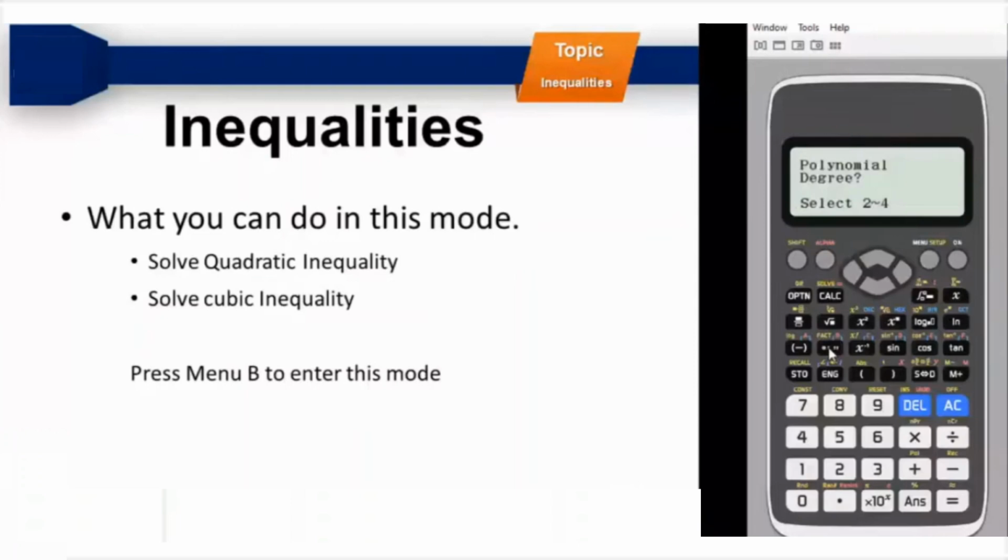The calculator will ask you what degree of inequality you wish to solve. Do you wish to solve a quadratic inequality or a cubic inequality or a quartic inequality? Let's say I have to solve a quadratic inequality, so I will press 2. As soon as I press 2, the calculator will give me 4 options. Whether I want the inequality with greater than 0, less than 0, greater or equal to 0, or less or equal to 0.